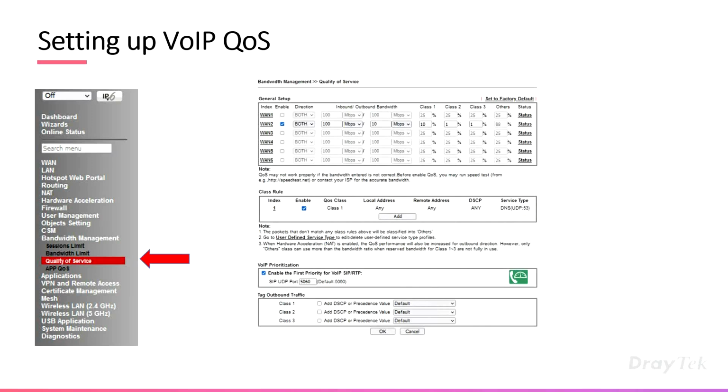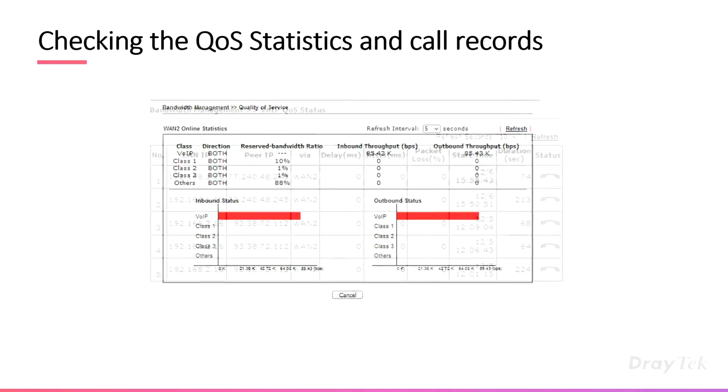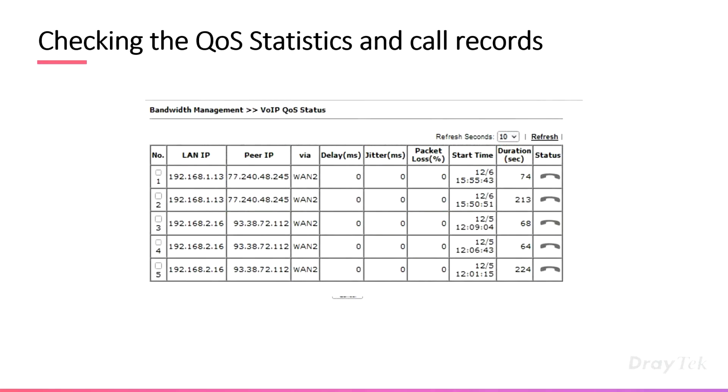Okay, so now let's have a look at some statistics. We can see on both tables the status of the quality of service, and also we have some call records that can be checked. Firstly, quality of service for voice over IP. We can obviously see that it works perfectly inbound and outbound, while voice packets have been identified.